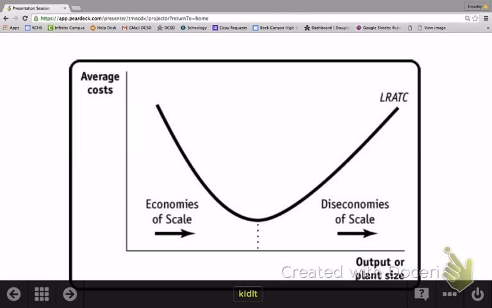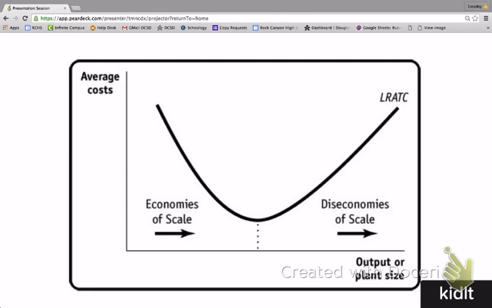And so you can see this is what a firm's long-run average total cost curve would look like. It would be decreasing in the beginning in the portion where they are experiencing economies of scale. It would reach a minimum point, and then if it increases its plant size and output beyond that minimum point, long-run average total cost will begin to increase, and a firm will experience diseconomies of scale.